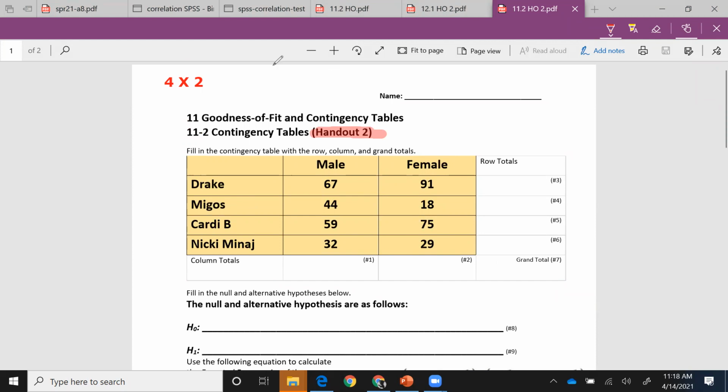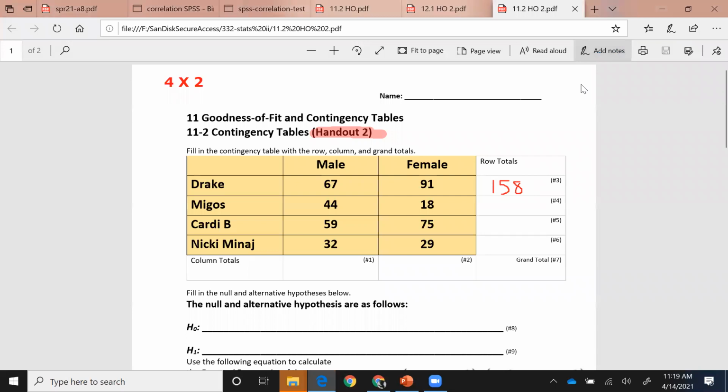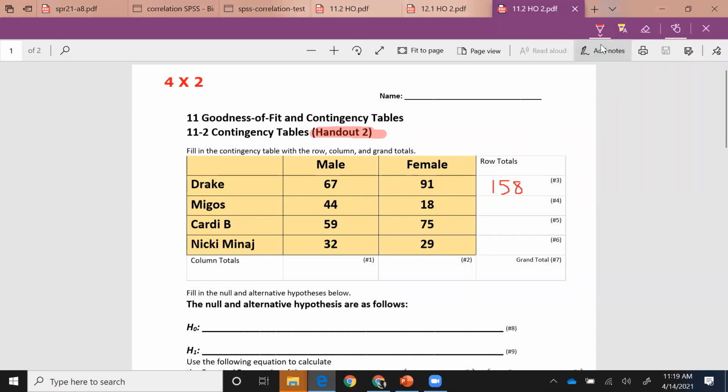If you go through and answer these questions, like if you calculate the row total, I'm going to do it in my calculator real quick. 67 plus 91, that's 158. So if I print this out and write it, or do it on the screen, or add notes with the software we have right here, it will allow you to do the answers, and you'll be well prepared for this. 44 plus 18 equals 62.